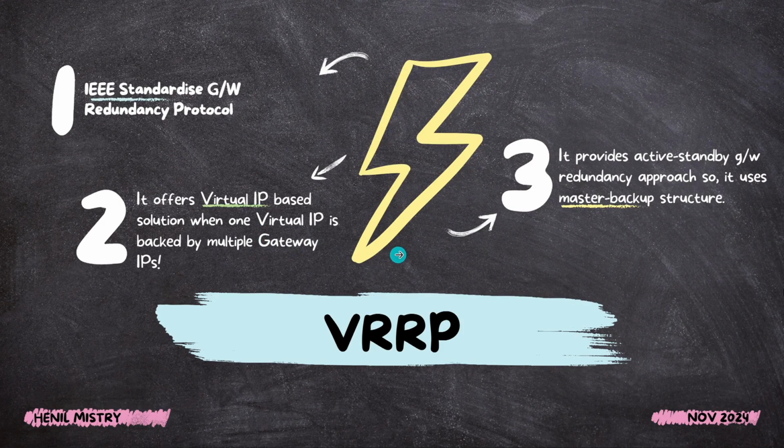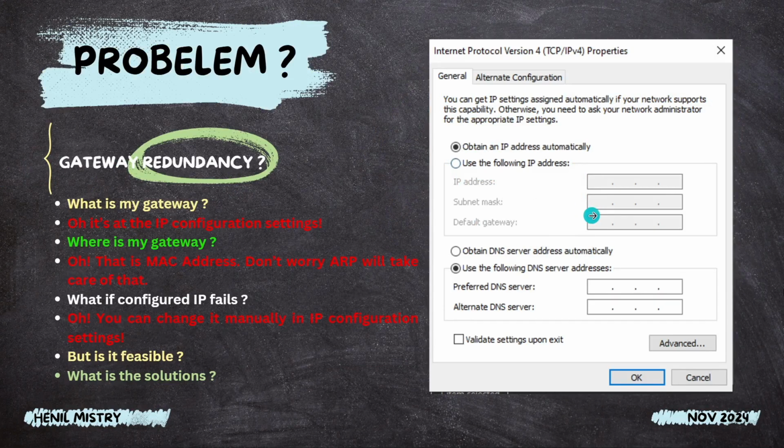VRRP is an IEEE standardized gateway redundancy protocol. So it is a standard protocol for gateway redundancy. Second, it offers a virtual IP based solution where one virtual IP is backed by multiple gateway IPs. So there is a concept of virtual IP. This IP does not belong to any physical interface, but it is the virtual IP that we will configure in the device settings that we have seen over here.